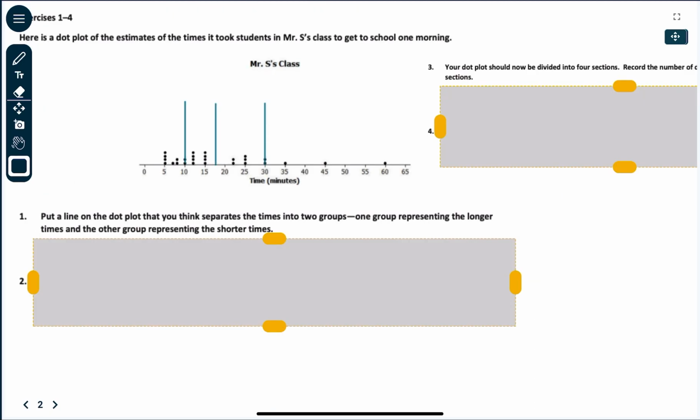Now, exercise 1 through 4. Here's a dot plot of the estimates of the time it took students in Mr. S's class to get to school one morning. Now, put a line on the dot plot that you think separates the times into two groups. Okay, one representing the larger time and the other representing the shorter time. So that would be right here. That would be this line right here. That would be the one that represents maybe the upper half and the lower half.